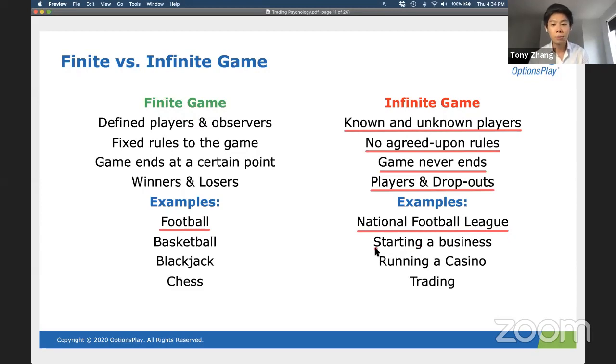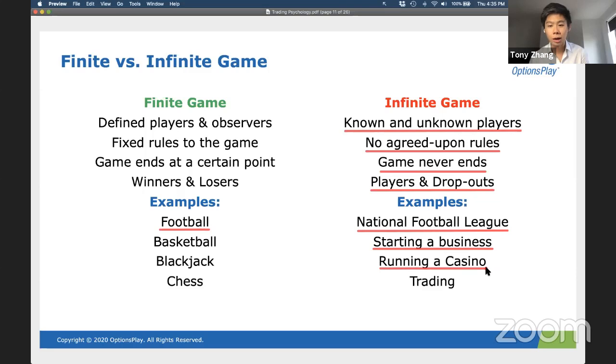Same thing like starting a business, right? Is there any such thing as winning in a business? The answer is no. You're either in business or you're out of business. And what's your goal when you are in business? Your goal is to stay in business at all costs. Your goal is not to win. Your goal is not to be necessarily number one. Your goal is to stay in business.